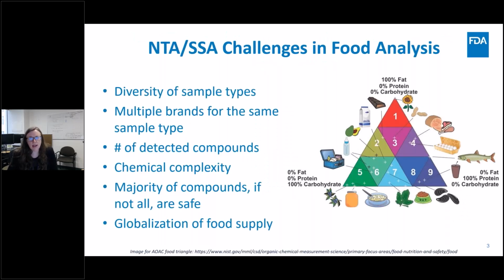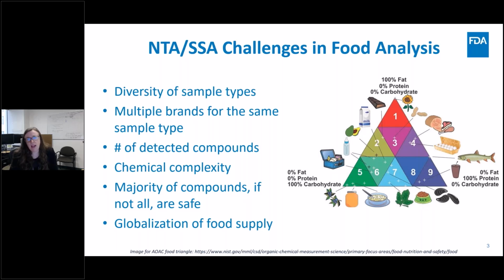I want to dive into foods, because my research is focused on foods at the FDA. There are quite a few challenges, somewhat specific to food analysis, that are worth mentioning. Obviously there's a wide diversity of different sample types. If you think about the foods that you eat even just in a day, they're quite diverse. To give you an image of what that looks like, here's the AOAC food triangle that separates foods based on their relative fat, protein, and carbohydrate concentrations.